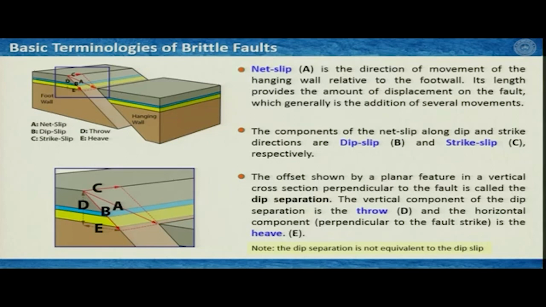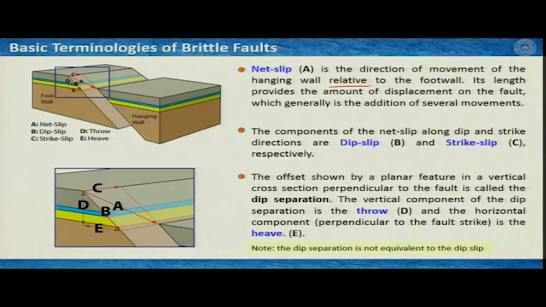Now, there are some other terminologies associated with faults, and these are mostly kinematic terminologies, and this is what we are going to learn now. First, I define these, I read these texts, or I just explain what it is, and then we will look at these diagrams. So, net slip is the direction of movement of the hanging wall relative to the footwall. This term relative is very, very important here.